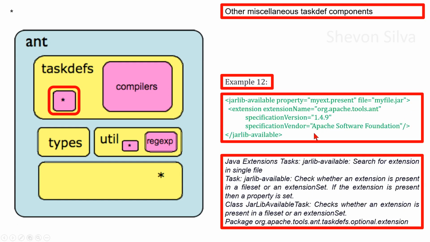Now we are considering jlink available in Java extension tasks. Here, search for the extension in a single file. The task jakarta-available checks whether an extension is present in a file set or an extension set. If the extension is present, then the property is set to true.